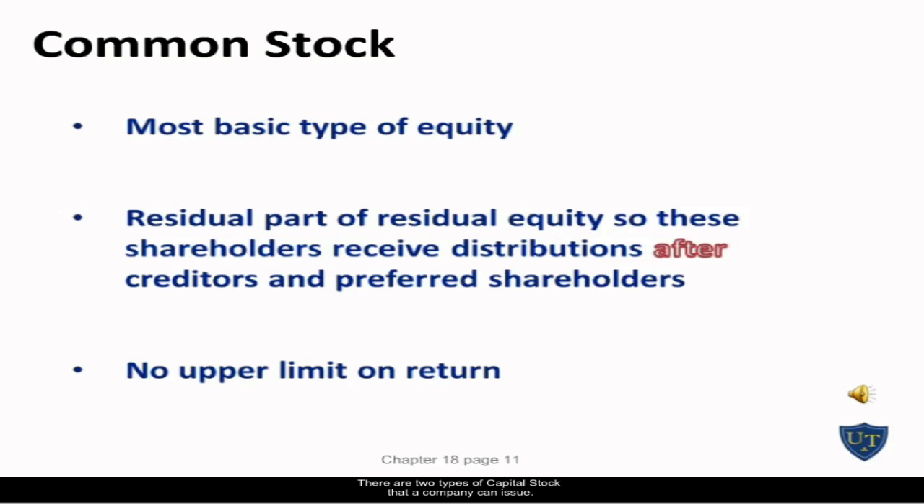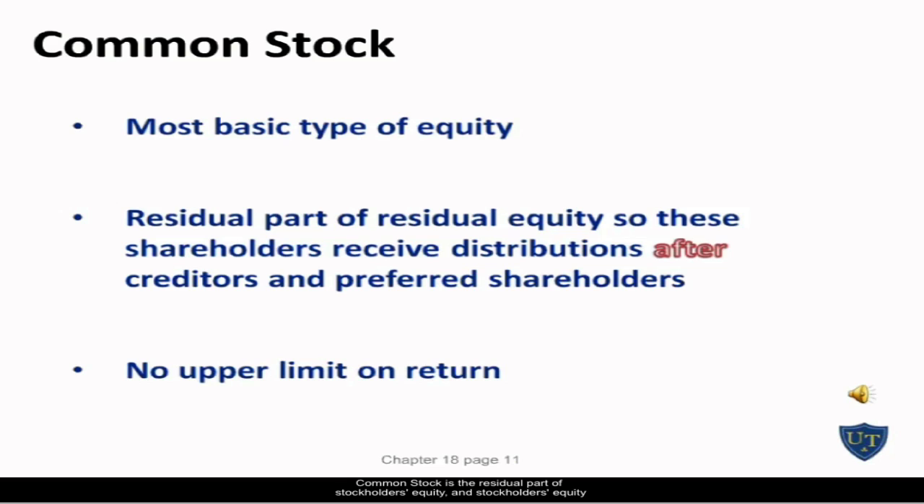There are two types of capital stock that a company can issue. Those two types are common and preferred stock, and we'll talk about common stock first. Common stock is the most basic type of equity, and what that means is that if the corporation decides to only issue one type of stock, it would be common stock.